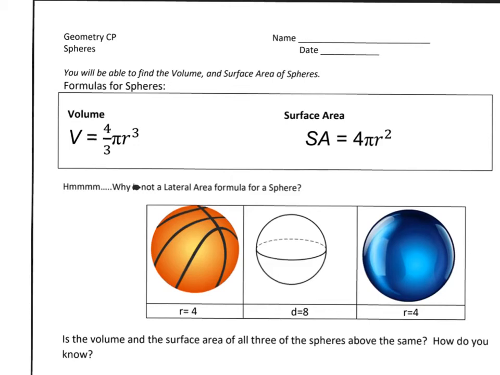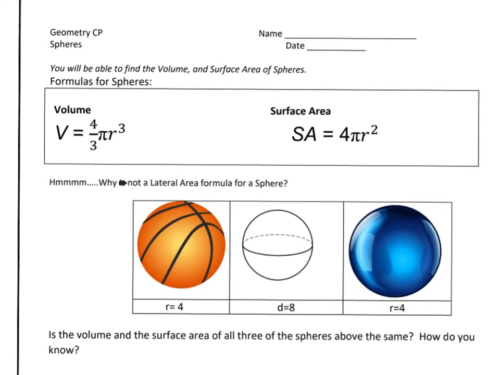All right, we're going to be talking about volume and surface area of spheres today. So a sphere is like a basketball, a balloon could be a sphere, any kind of ball. Anything that is round and three-dimensional is a sphere. So when we look at the formulas for a sphere, we have volume, which is 4/3 pi r cubed.